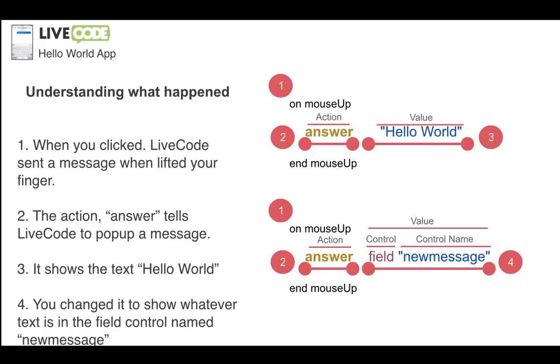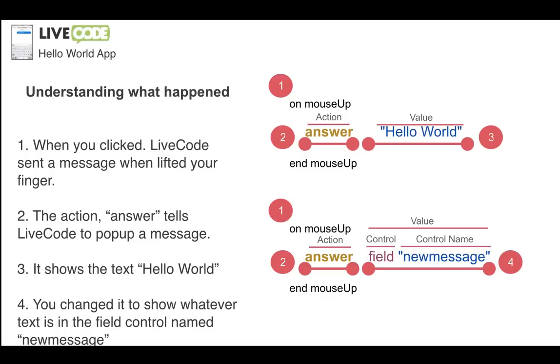If you want to get a clear understanding of what happened when we made those changes, head over to the slides, and we have an explanation here. So in the first case we had on mouse up, when the mouse is clicked, then we have the action, which is this command, the answer command, and then the exact value that we put in, and the end of the routine here.